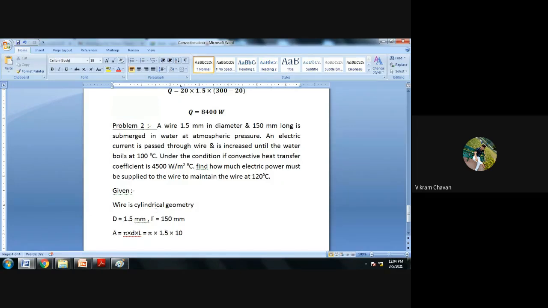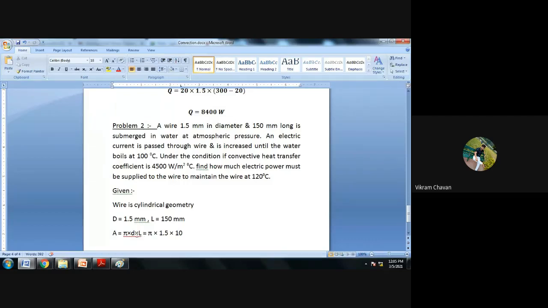Okay, diameter is provided as 1.5 mm and length is provided as 150 mm. The equation for the surface area of a cylinder is A equal to pi D L, where D is the diameter of the cylindrical geometry and L is the length of that geometry. In this case our geometry is the wire, so the diameter of the wire and the length of the wire.